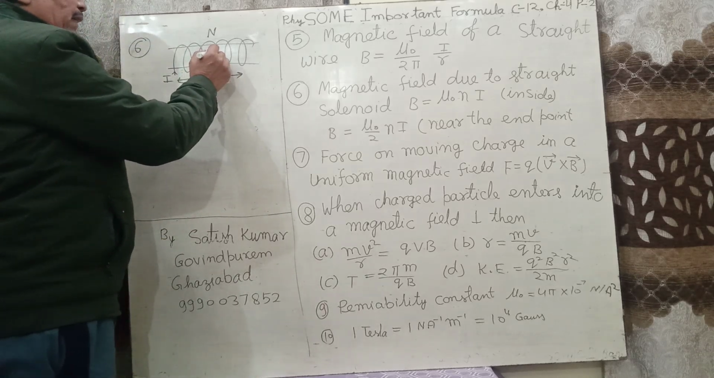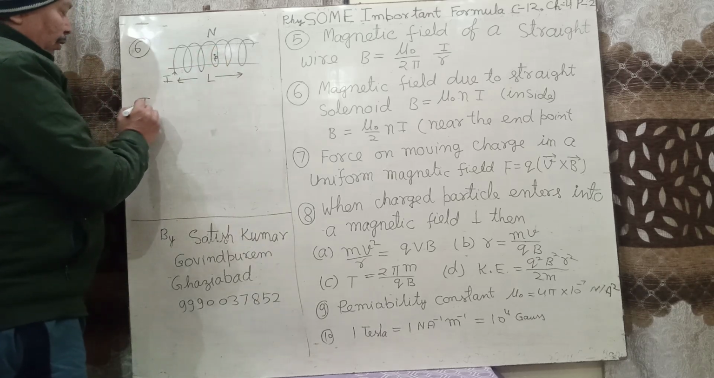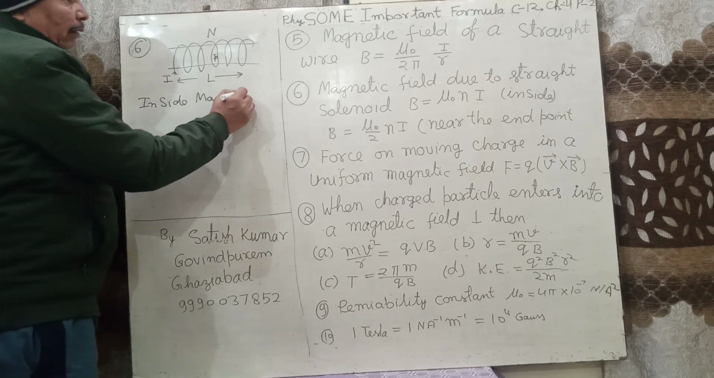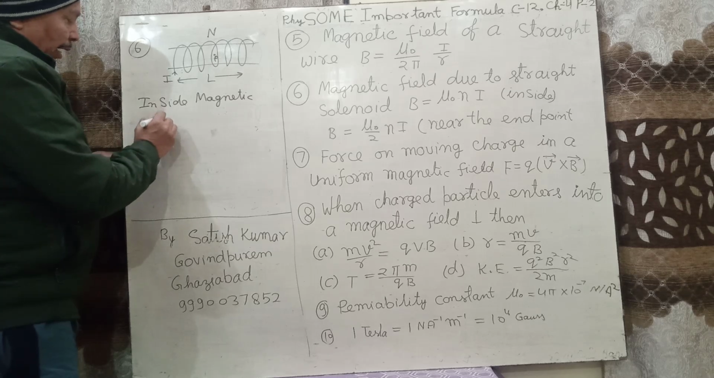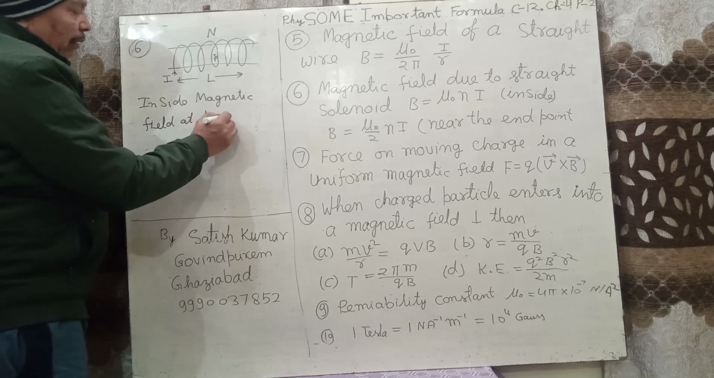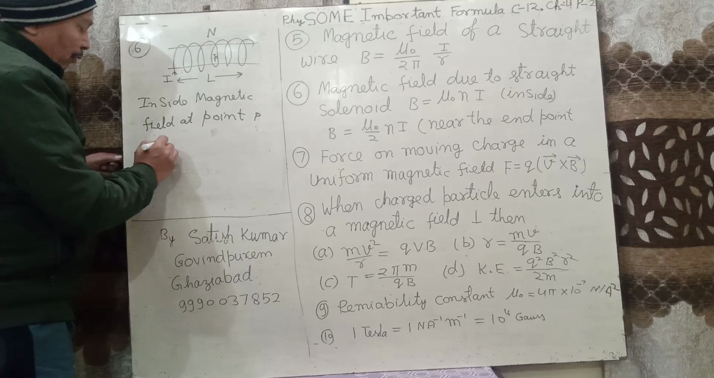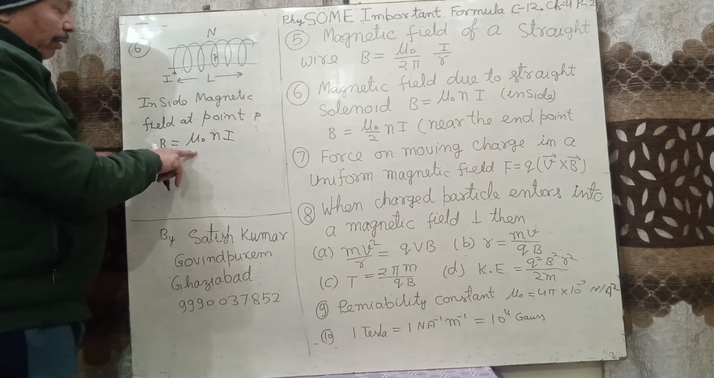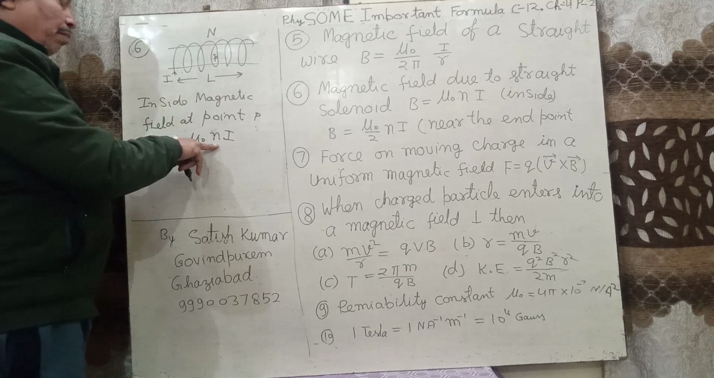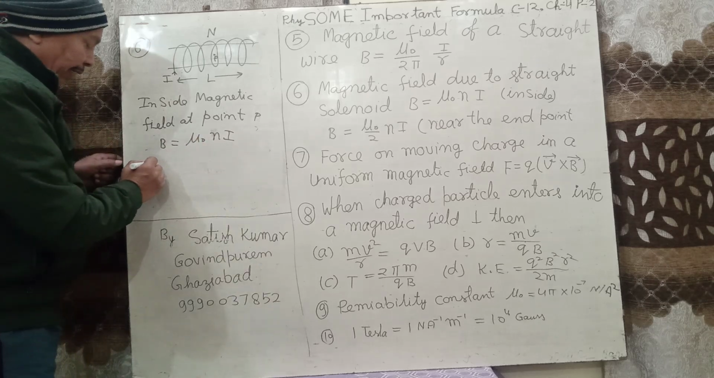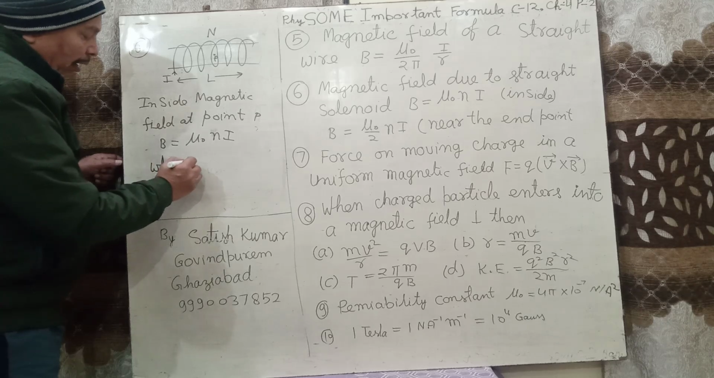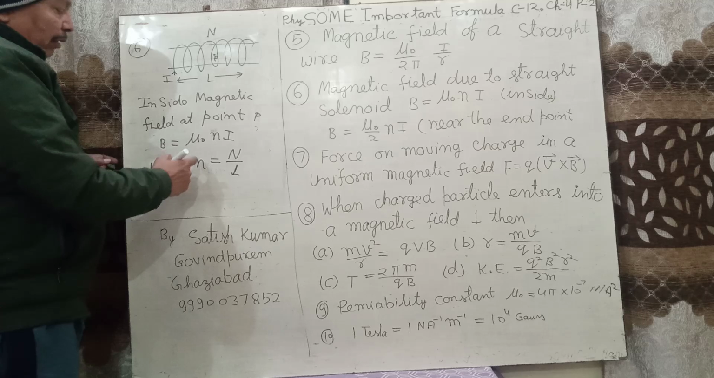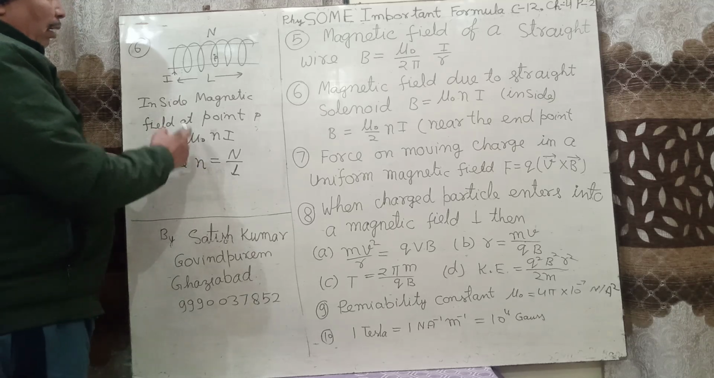Then the magnetic field inside, at a point P, B equals mu naught n I, where mu naught is the permeability, n is the number of turns per unit length, I is the current, where n equals N upon L. Small n is the number of turns per unit length.